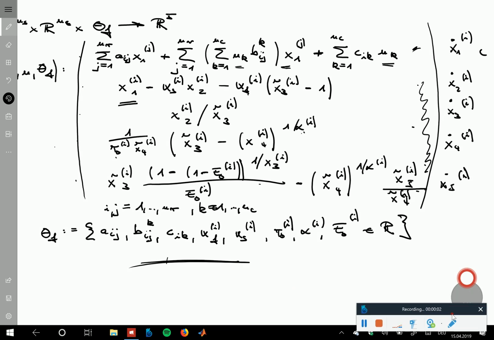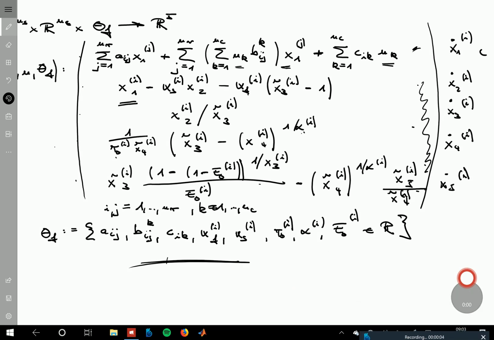Okay, then let's continue and have a look at the observation function, also on this kind of mesoscopic level.